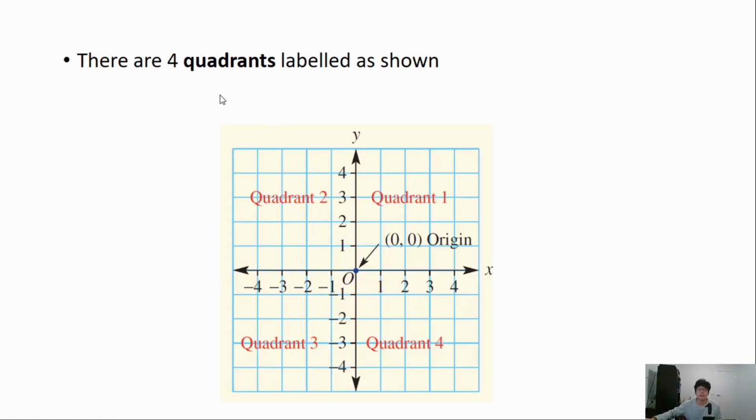Alright, and one last thing you need to know about the number plane or the Cartesian plane is that there are 4 quadrants labeled as shown below. So quadrant 1 is on the top right and it goes around anti-clockwise. So this one will be quadrant 1, that'll be quadrant 2, that'll be quadrant 3, and that will be quadrant 4. Alright, now that we know the basics of the number plane, let's go through some example questions.